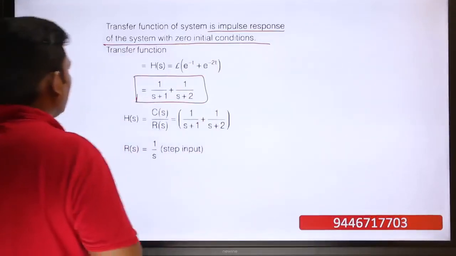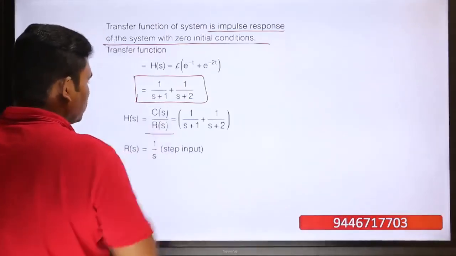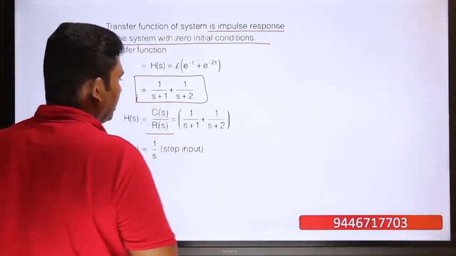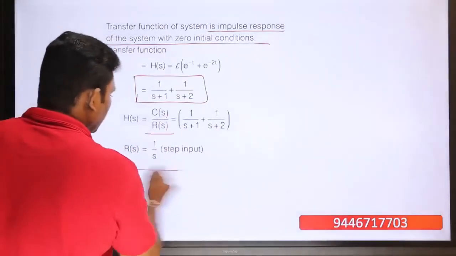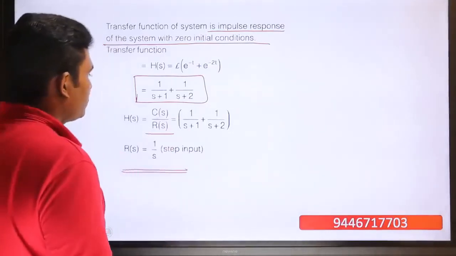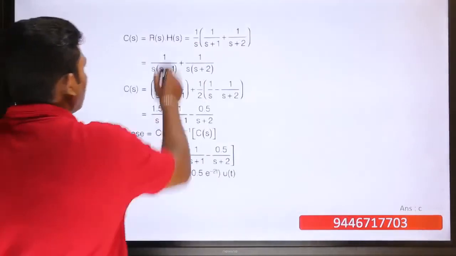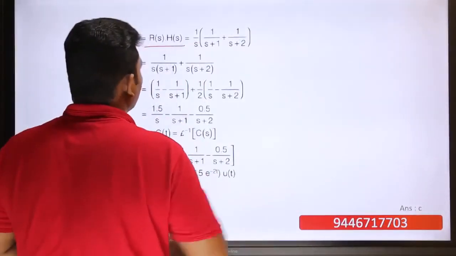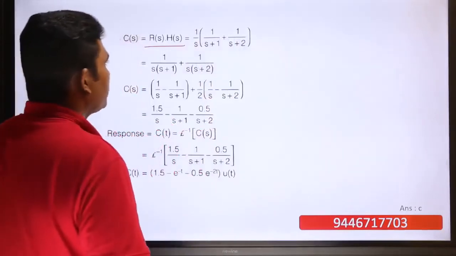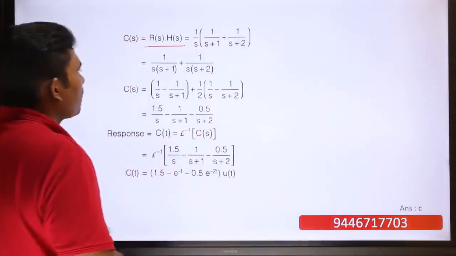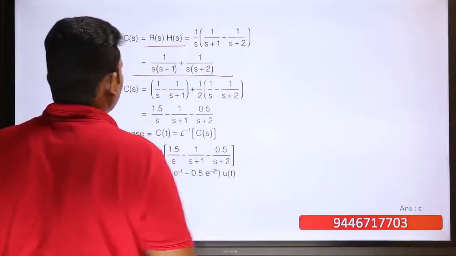Then h of s becomes equal to c of s divided by r of s, and c of s becomes equal to r of s into 1 divided by s plus 1 plus 1 by s plus 2. And what is r of s given? R of s is 1 by s, which is the step input to the system. So C of s becomes equal to R of s into H of s, or it becomes equal to 1 by s into 1 divided by s plus 1 plus 1 divided by s plus 2. When you are factorizing this, the expression will become like this.